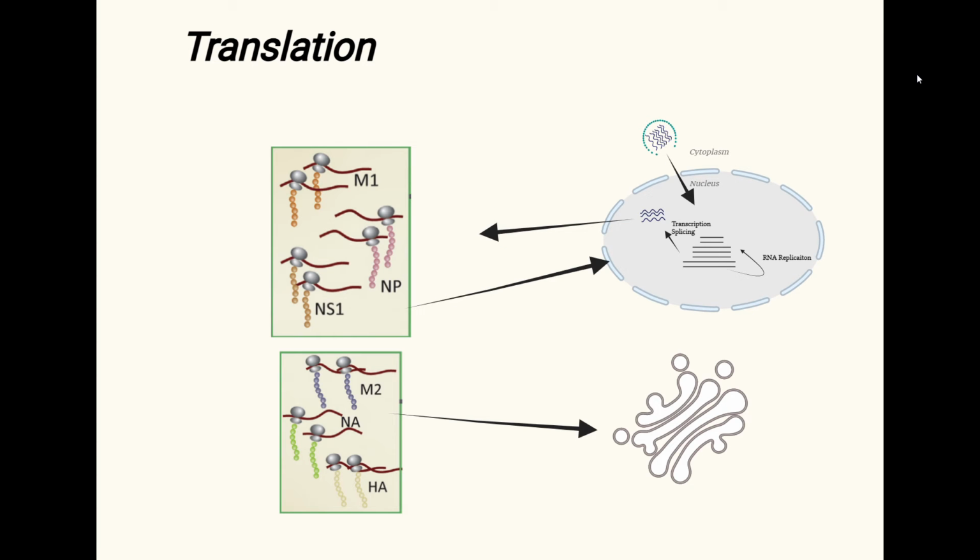The proteins M1, NP, and NS1 are translocated back to the nucleus to support genome replication. The translation of proteins M2, H1, HA, and NA occurs in the ER and Golgi, as the HA and NA are glycosylated and transported to the plasma membrane to support nucleocapsid assembly.